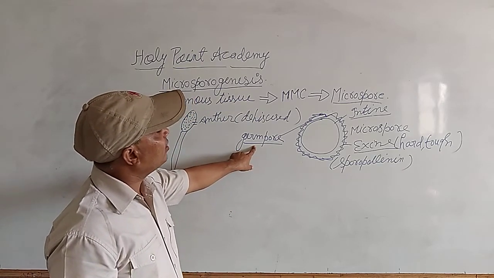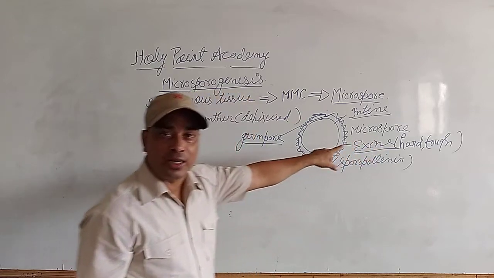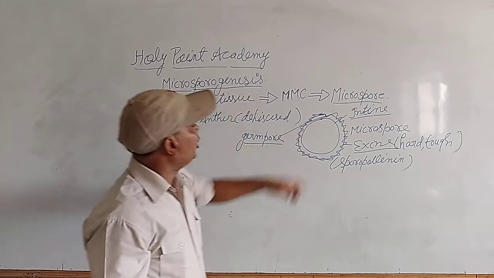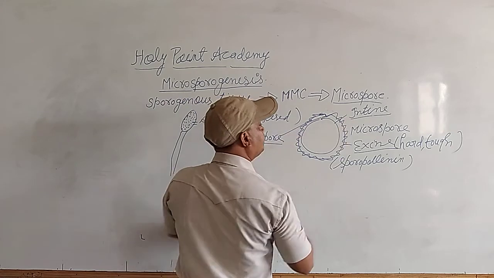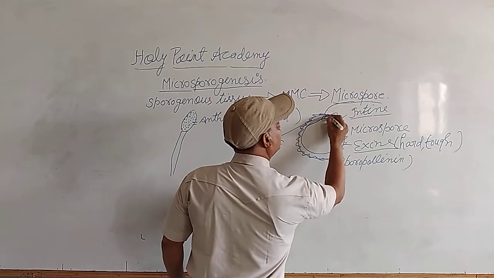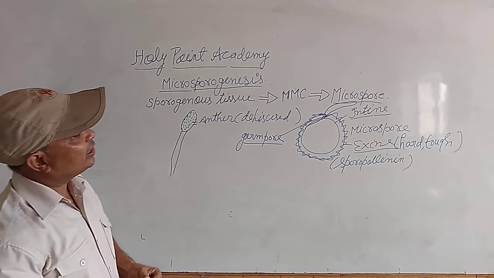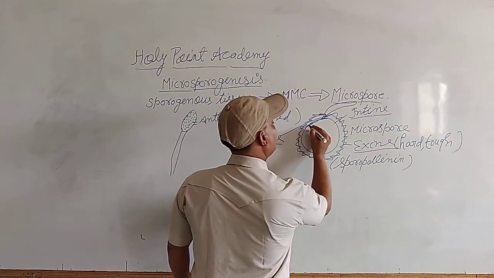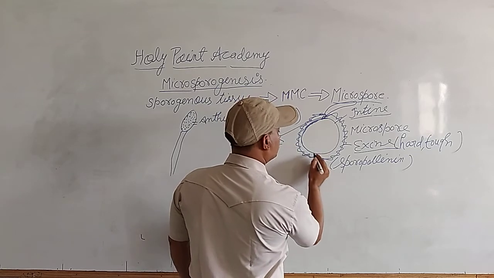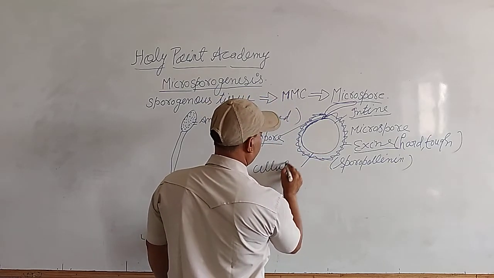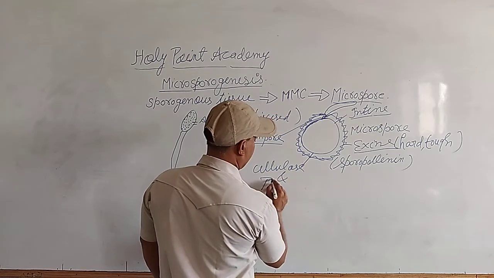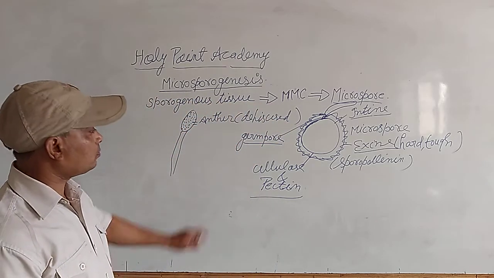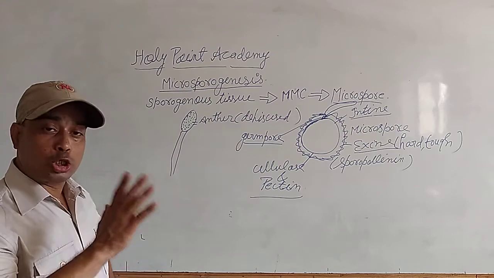The germ pore is the position from where the pollen tube germinates for the further fertilization. The function of the germ pore is that the pollen tube emerges from it for fertilization. Similarly, the inner wall of the pollen grain or microspore, the intine, is composed of cellulose and pectin.